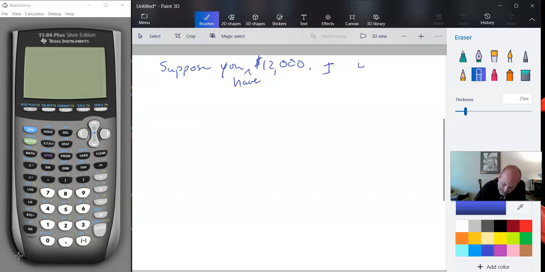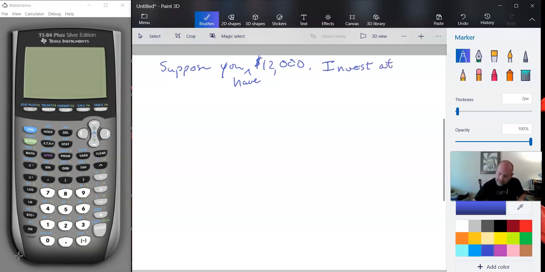Okay, so you want to invest at 6.75% compounded, let's do compounded quarterly to start out with, for 6 years.